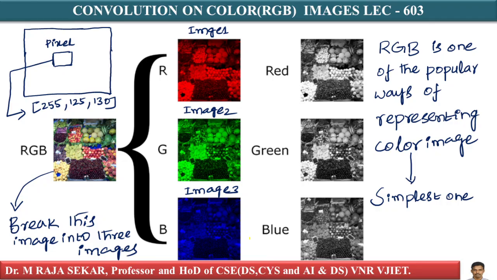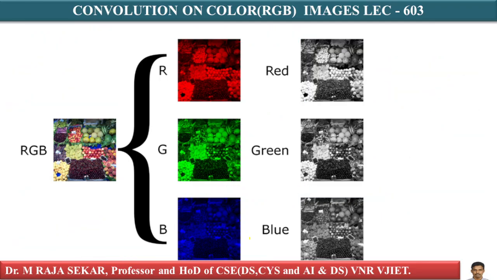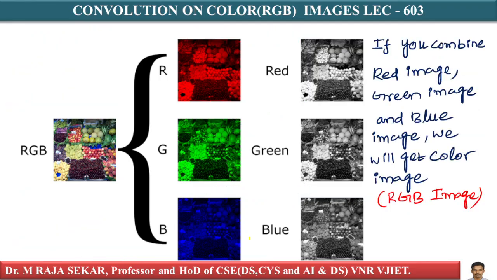In the case of a pixel, it has a triplet like 255, 125, 130. But here I'm discussing the image itself. You can break the image into three images: image 1 is the red image, image 2 is the green image, image 3 is the blue image. You can understand this in terms of pixels, or in terms of images themselves. If you combine them, you get RGB, the R image, the G image, and the B image combined together.